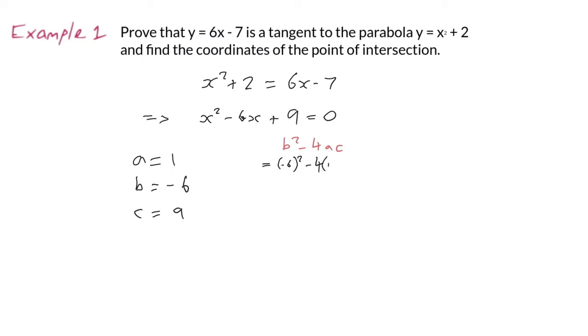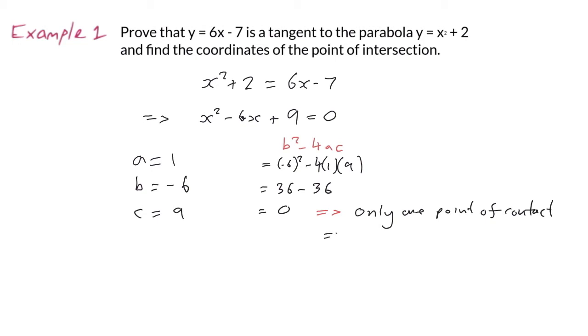Because if we check that for this quadratic, it will be minus 6 squared minus 4 times 1 times 9, or 36 minus 36, which is 0. And that is proof of one sort that we have a tangent. So we would say as b squared minus 4ac equals 0, there's only one root, only one point of contact. So that means that we have a tangent. That's one way to prove that the line is a tangent to the parabola.